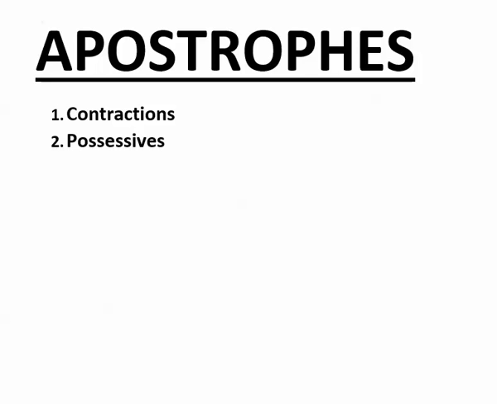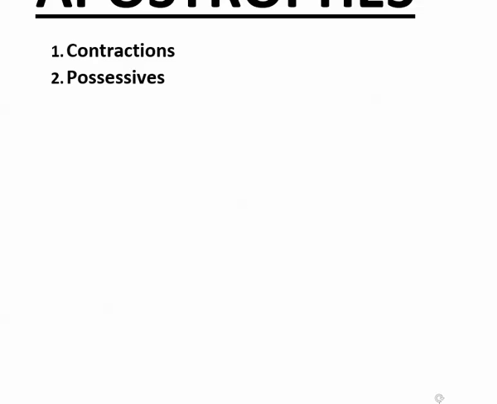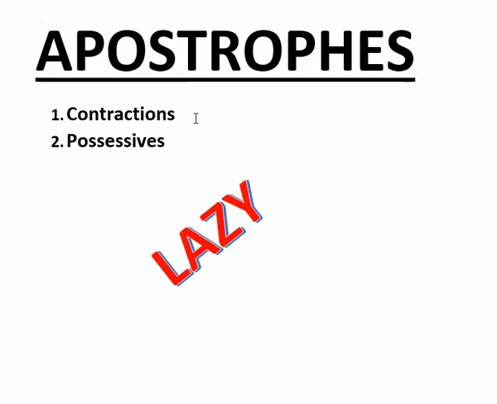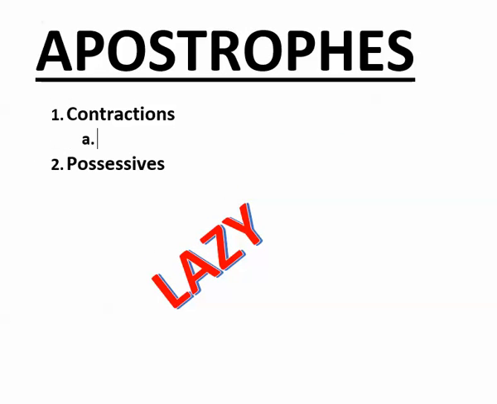Talk about apostrophes. The purpose of having apostrophes is actually pretty simple. You see, we are lazy. And because we're lazy, we don't want to use two words when we could use one.